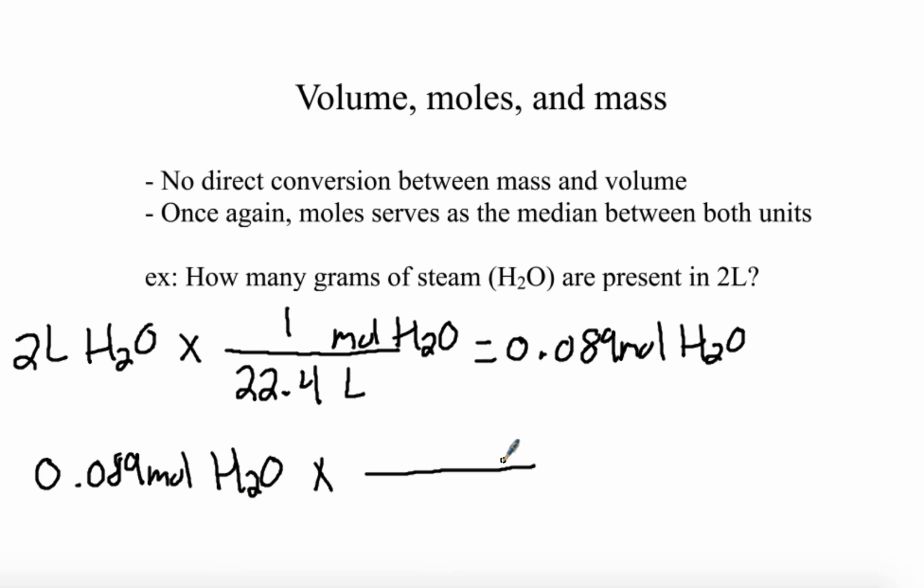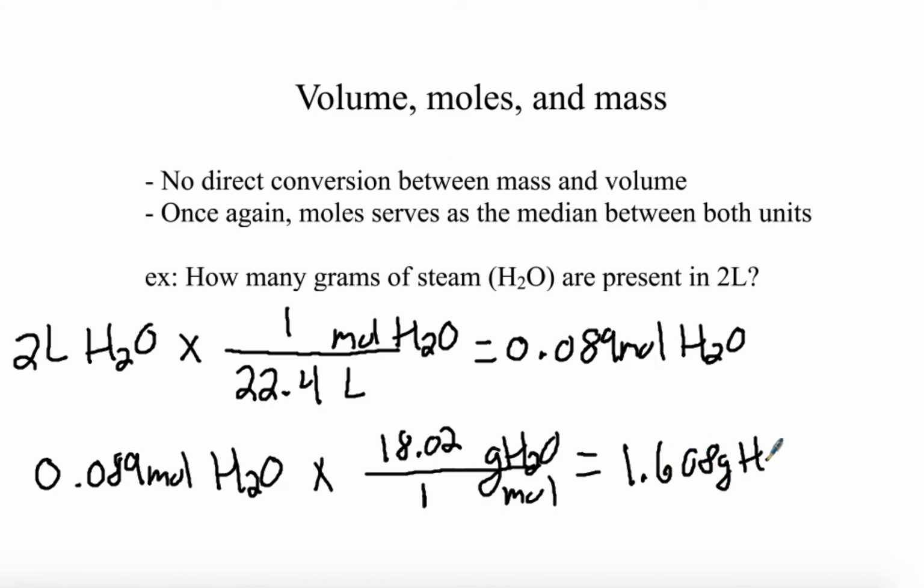times, well, now we want grams of water. I have moles, grams and moles. Oh yeah, that's molar mass. Water has a molar mass of 18.02 grams per mole. So it's 18.02 grams for every 1 mole. So our 0.089 moles times 18.02 divided by 1 means that we have 1.608 grams of water.